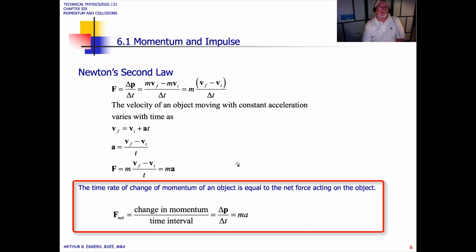The time rate of change of momentum of an object then is equal to the net force acting on the object. So we can take a look at this. Again, when we see net down here, we know we're talking about something that's put together component-wise, X and Y.